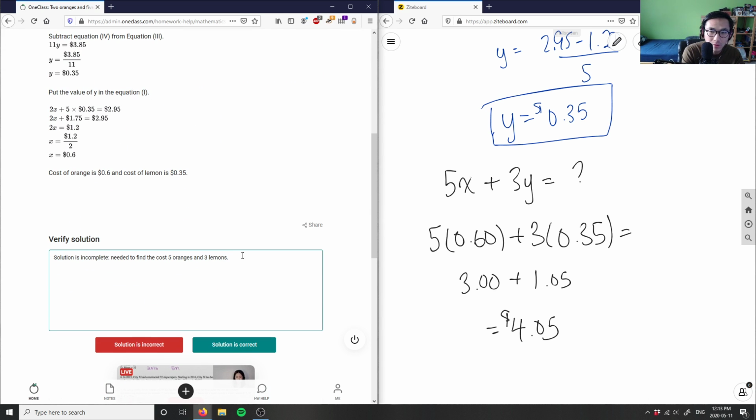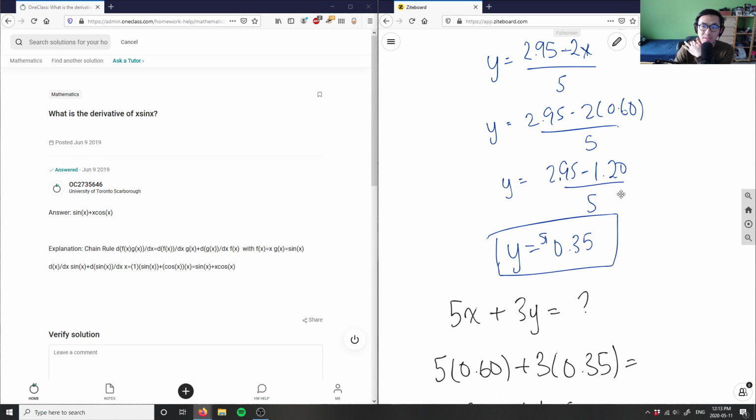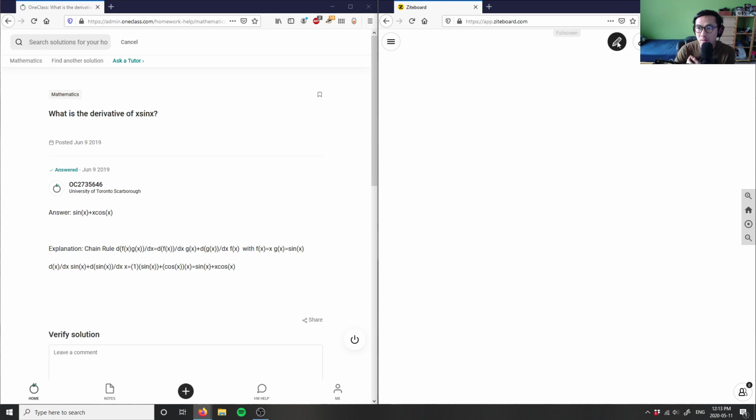So therefore, 5 times 0.60 plus 3 times 0.35 would equal $3 plus $1.05, which would equal $4.05. The total cost of 5 oranges and 3 lemons is $4.05. So for this solution, I'm going to say it's incorrect just because they didn't complete the solution, but all their steps here were correct because they matched the same thing as I did here. That was number 1.